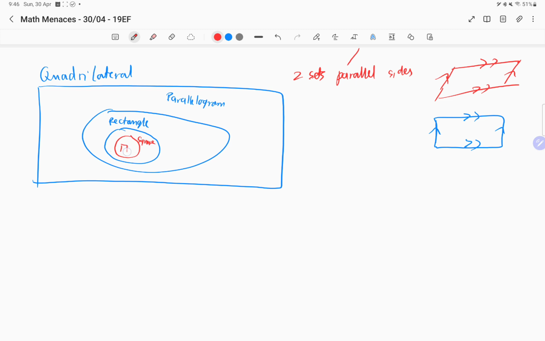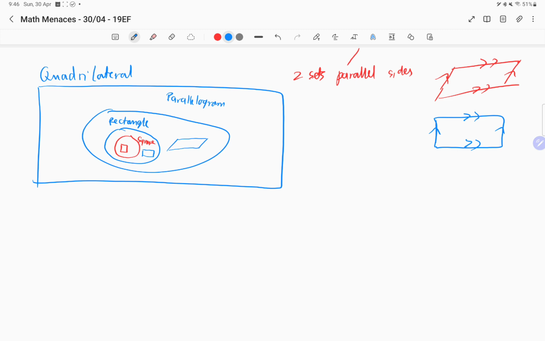So this shape is in that little circle, right? But this shape, which is a rectangle, is not in the circle that contains a square. And outside of the rectangle, you have a normal parallelogram, which is neither a rectangle nor a square. But I thought a rectangle was a parallelogram. A rectangle is a parallelogram, yes.